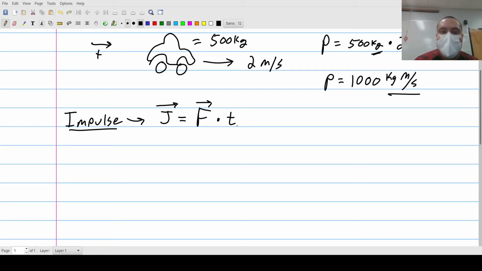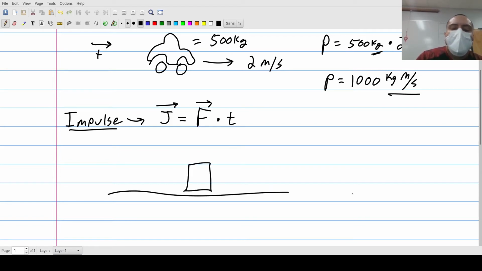It might have a positive or negative, or if it's two-dimensional or three-dimensional, you need to take those directions into account, and angles and all that, and components in the x and y. But here we have impulse is equal to a force times the time. So let's say that you put a force on an object. Let's imagine there's a box here, and we're going to put it on a floor that is frictionless.